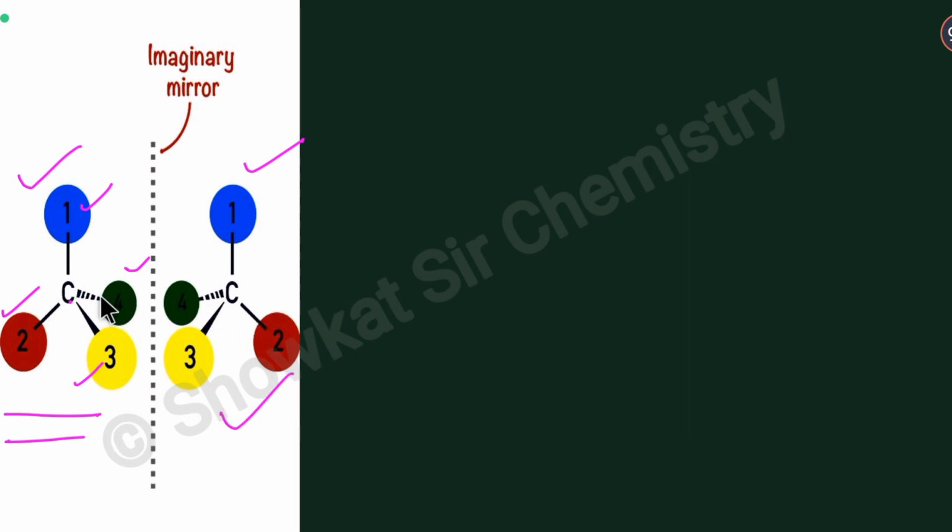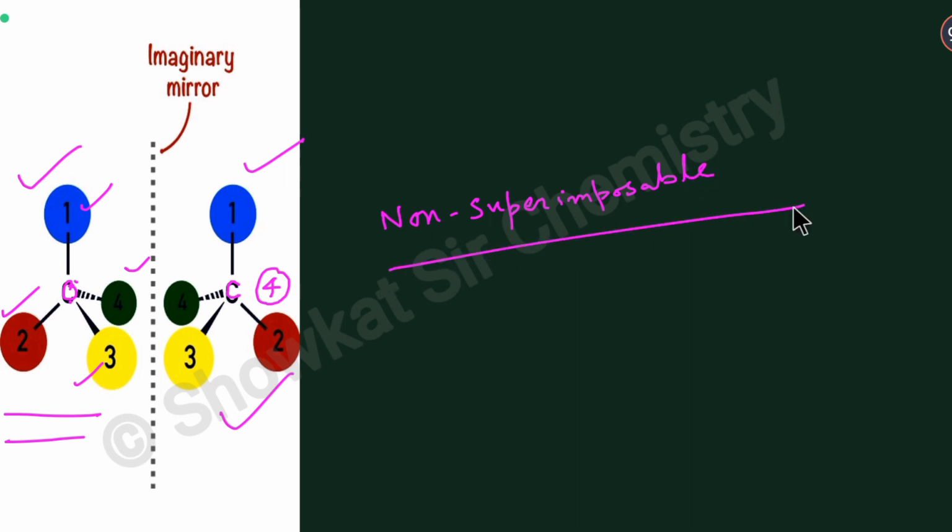Now you can check out here. If I take this compound in my hand and put it on its mirror image, I will see that the 4th group comes here. That means it will not superimpose on its mirror image. So they are known as non-superimposable mirror images. Whenever we have non-superimposable mirror images, that compound will be optically active, so it will show optical isomerism.